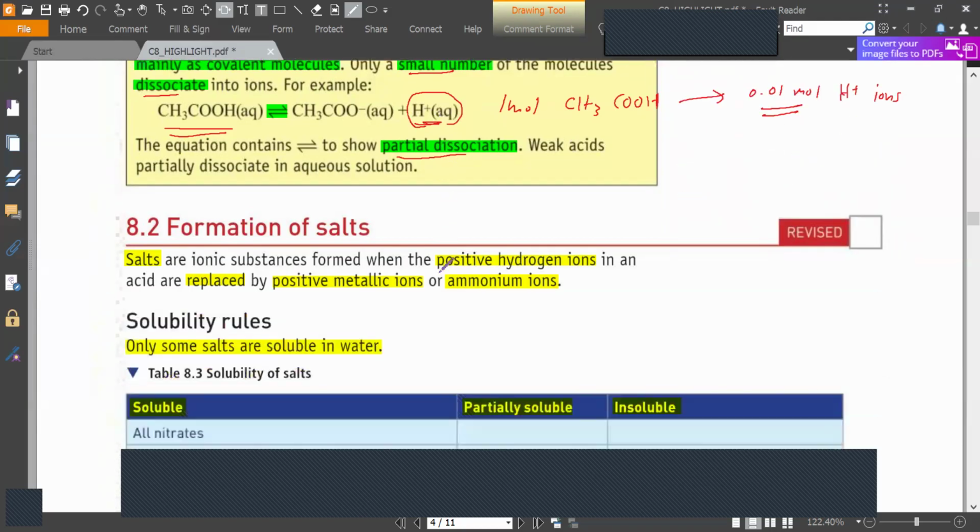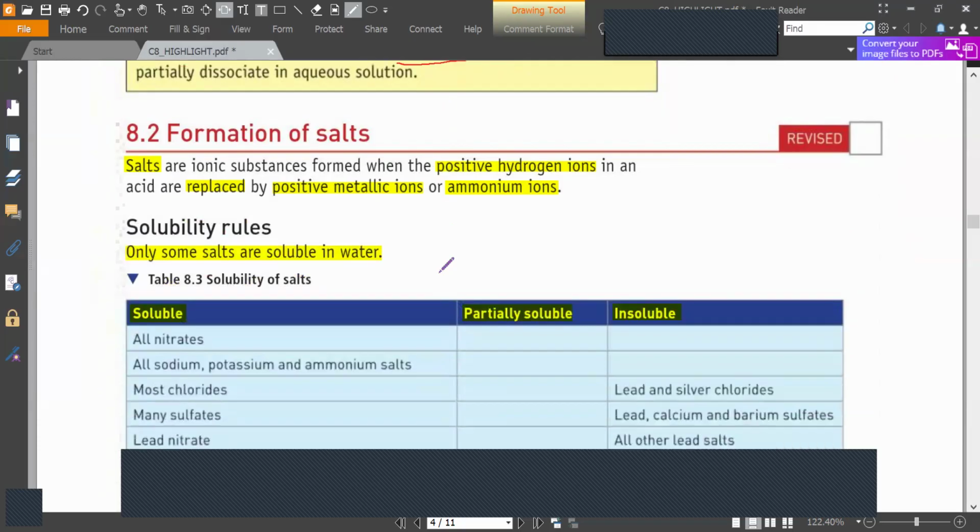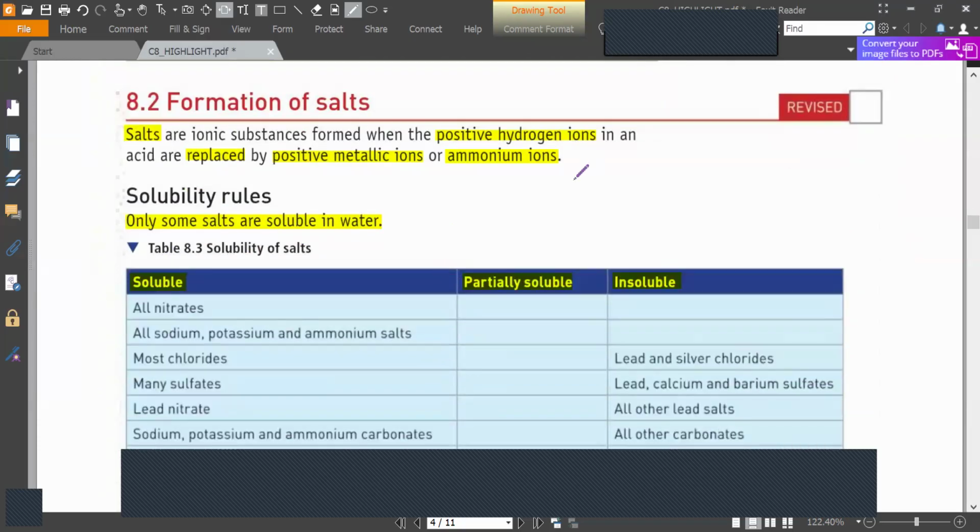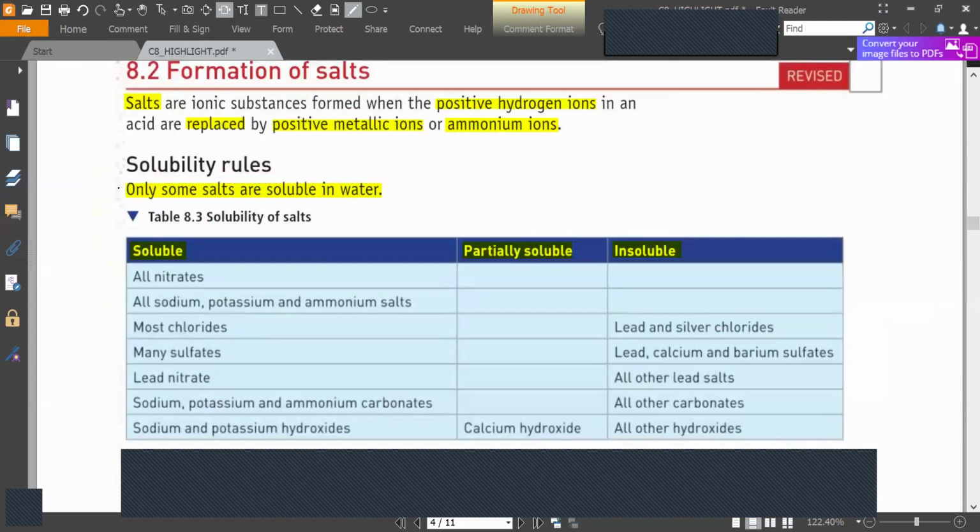Formation of salt. So we know acid plus alkali can form salts, and some different compounds we add together can also form salts, like when they form precipitates. Later we will learn how to prepare salts.